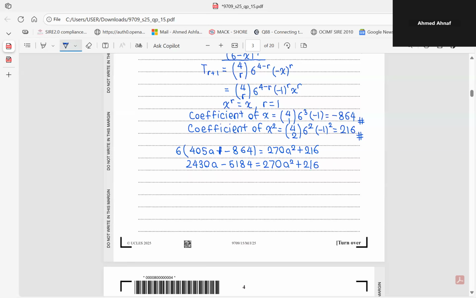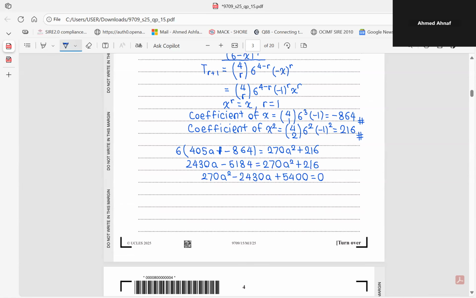Let's move all the terms to the right-hand side. So we'll get 270a squared minus 2430a, 216 plus 5184, we'll get plus 5400 equals 0. So as you can see, we obtained a quadratic equation in terms of a. And since all the coefficients are big, let's try to simplify them. Let's try dividing by 30.